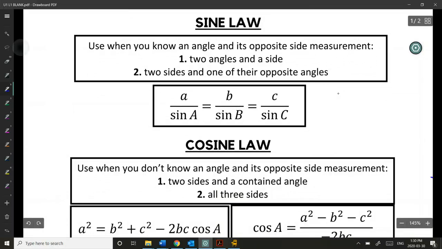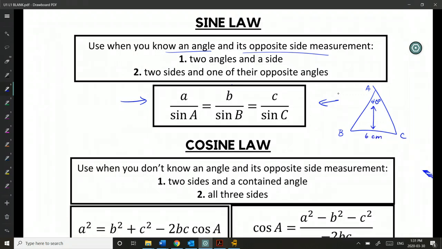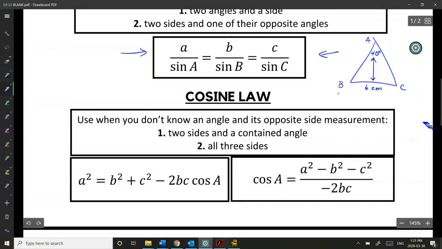Now just to recap sine law and cosine law, this is sine law here, and we're going to use sine law anytime we have some unknowns in a triangle that's not a right angled triangle that we're trying to solve for. And in order to use sine law, you need to know an angle and its opposite side measurement. So I need to have some kind of pairing. If this is A, B, C, let's say that this is 40 degrees, and I would need to know the measurement of its opposite side. So let's say 6 centimeters. If you have that plus an extra angle or an extra side, you can use sine law. If you don't have that pairing, you're going to defer to using cosine law.